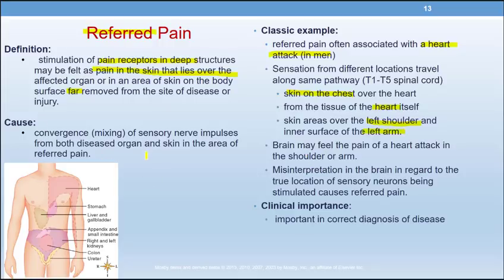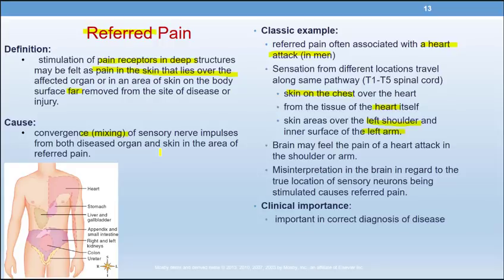And the reason for that is because the brain gets confused with the information because there's this convergence or mixing of sensory nerve impulses that come from the diseased organ and the skin that's in that area. So you can have these sensory signals traveling to the brain that follow along this common pathway, and the brain gets confused as to where the pain is coming from. And this is important clinically because if you understand referred pain, it can give you an idea of, based on much more information than just this, what might be going on with that individual.